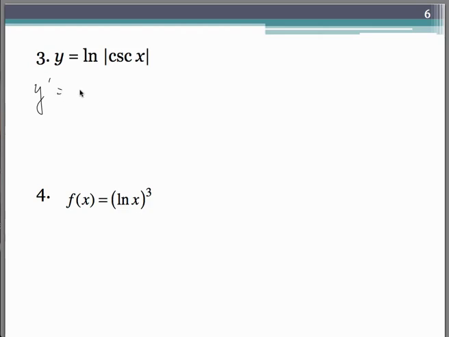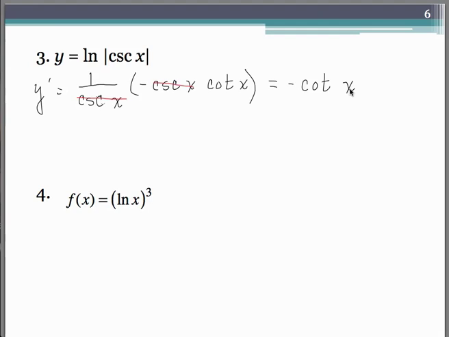So we're going to have 1 over cosecant of x. And it's a nice opportunity to review your derivative rules. Remember that the derivative of cosecant is negative cosecant cotangent. And when we multiply these, obviously the cosecants cancel out. So you're simply left with negative cotangent.